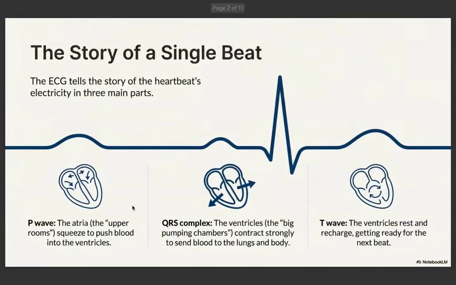So basically, when we see one singular beat, it's going to tell us a lot about our patient's heart function. We have the P wave. It's this very first section here. And it is the atria squeezing and pushing blood into the ventricles. So this little hump here is it pushing into the ventricles. Now, when we're actually reading this, we're not just going to go, oh yeah, this one looks a little bit different than the last one.